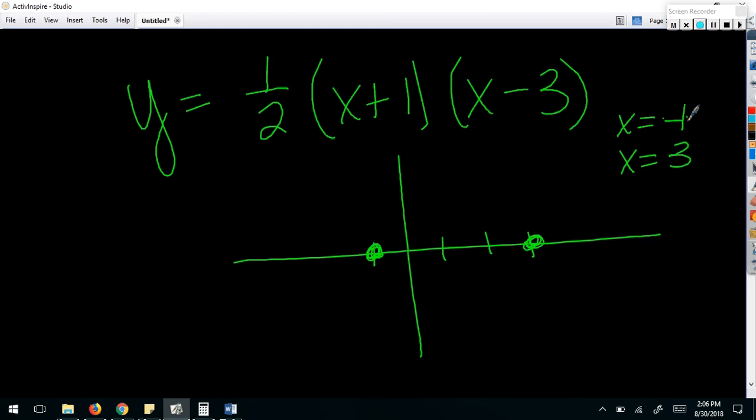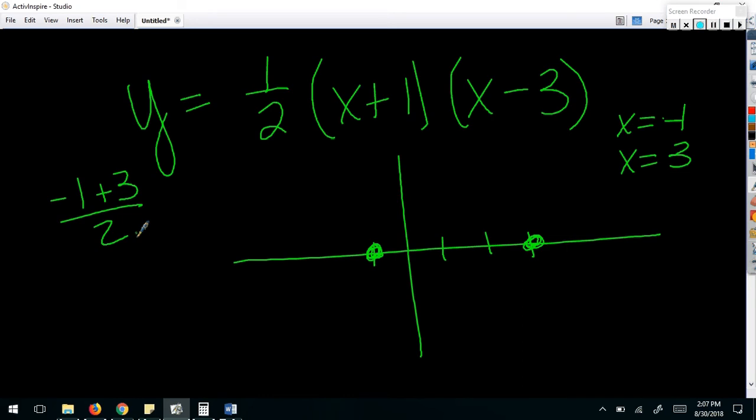X1 minus X2. Close. Instead of subtracting them, you add. If I do -1 plus 3 and then divide by 2, in other words, I'm averaging them together. When I average something, it finds the middle, right? Yeah, you can say yeah, it does.